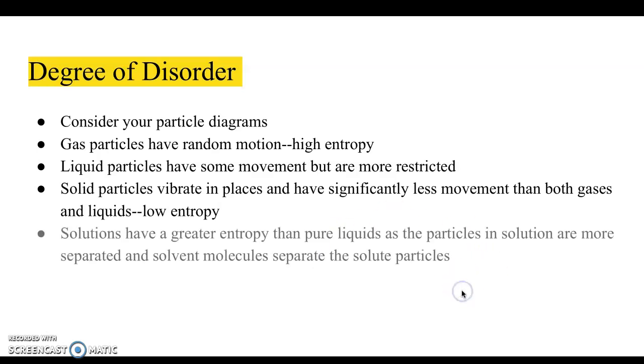One other thing to address are solutions. Solutions have an entropy somewhere between liquid and gases. They have more entropy than pure liquid because there are particles in solution. Our solute particles are separated from our solvent particles. So there's a little bit more chaos in there compared to a pure liquid.